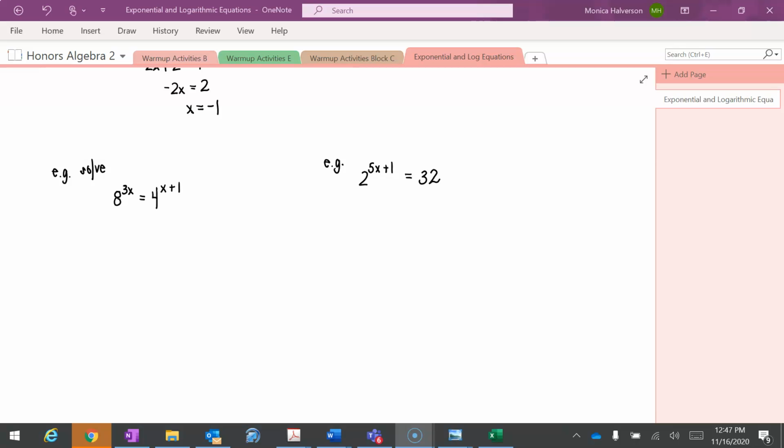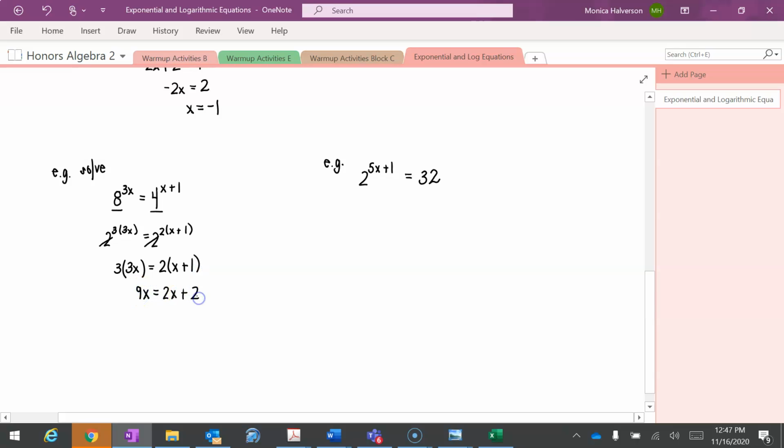All right, so if you did these, you would recognize that 8 and 4 have a common base of 2. So 2 to the 3rd times 3x equals 2 squared times x plus 1. Now that they have a common base, we can cancel them out, and we get 3 times 3x is equal to 2 times x plus 1. So 9x is equal to 2x plus 2. Subtract 2x from both sides. 7x equals 2, and x equals 2/7.